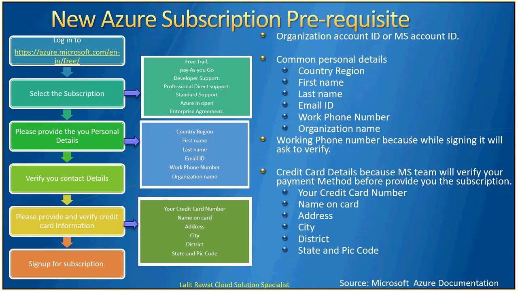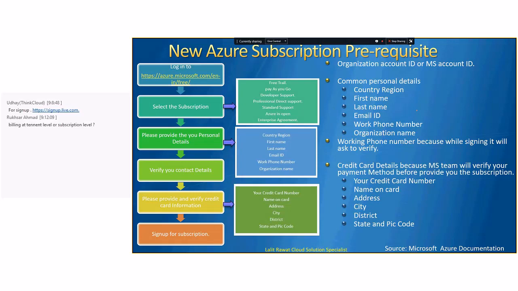Basically, when you go ahead and add your Azure account to Microsoft, first of all you have to log into azure.microsoft.com/cn/3. This is the link for the Microsoft Azure subscription, and then you select the subscription type: the free trial subscription, pay as you go, developer support, professional direct support, standard support, Azure Open, and the enterprise agreement. Basically, these are the basic subscriptions defined based on the services you want to avail.